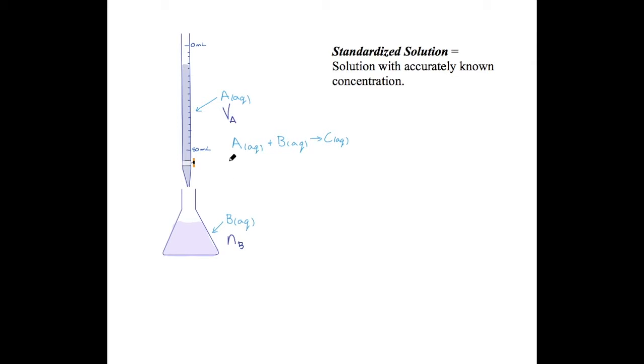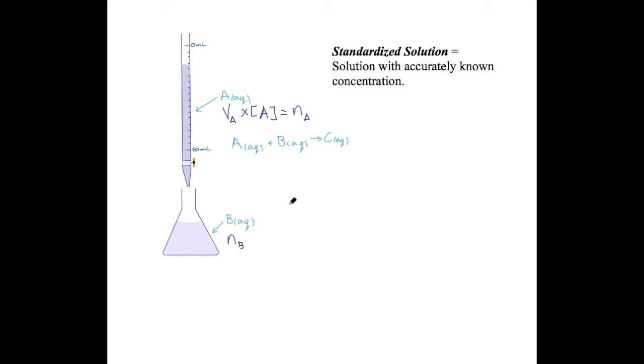Well, if I know the volume of A that was required to complete this reaction, and I know the concentration of this solution of A, what that tells me is the moles of A that were required to consume all of my moles of B. Now, in this particular example, A and B react with each other in a 1-to-1 molar ratio. So the moles of A that I use is equivalent to the moles of B that I've consumed. So this will tell me how many moles of B are in my solution.